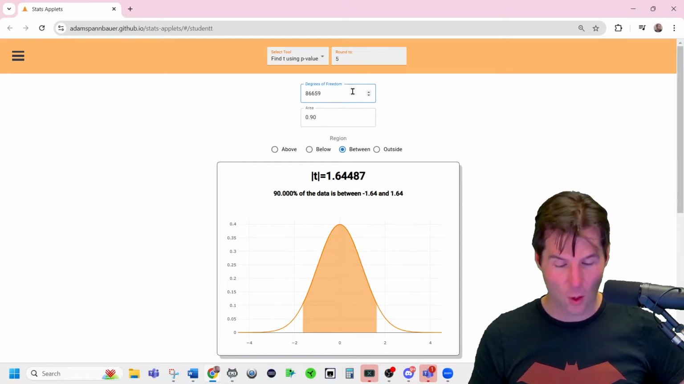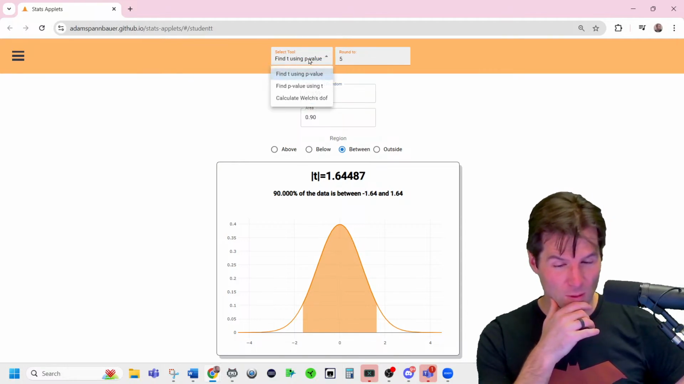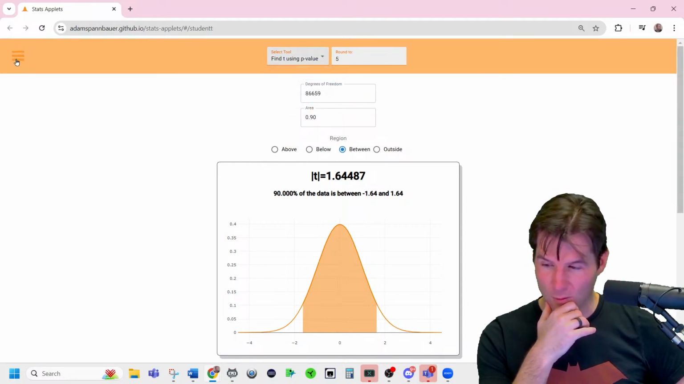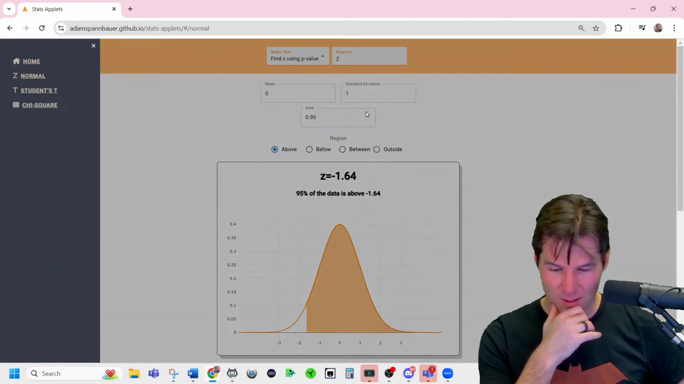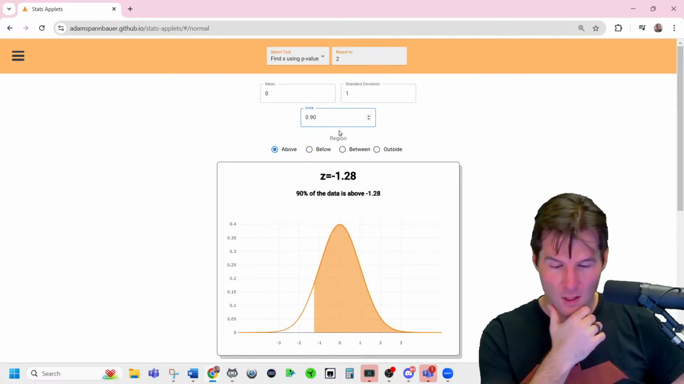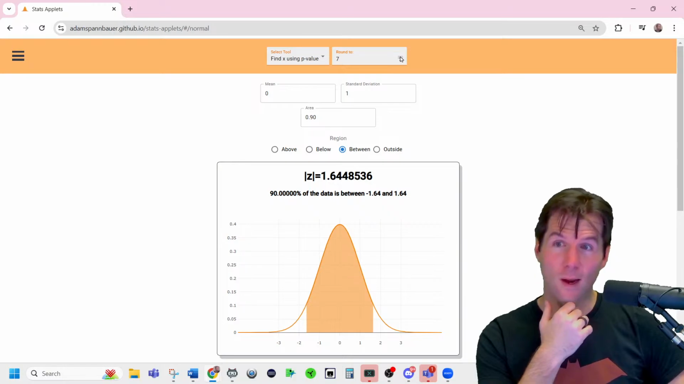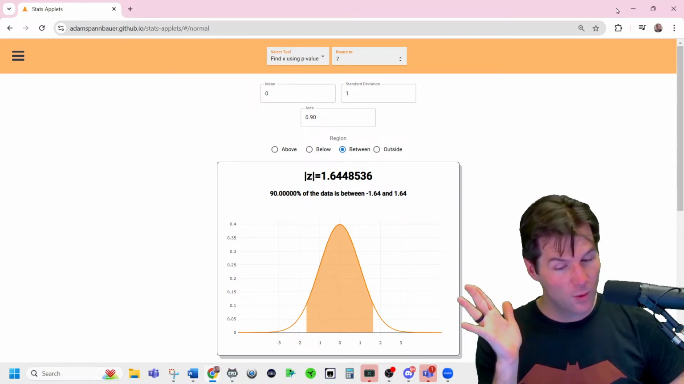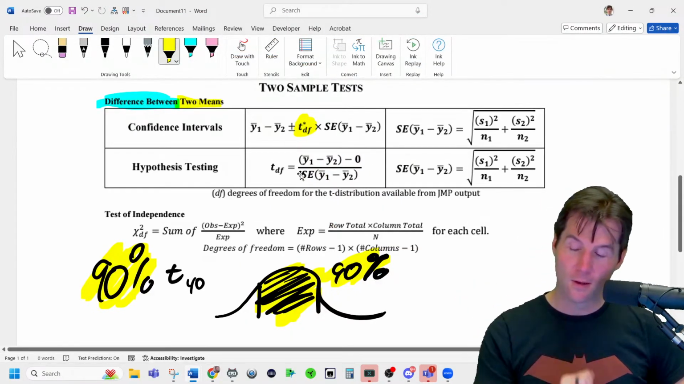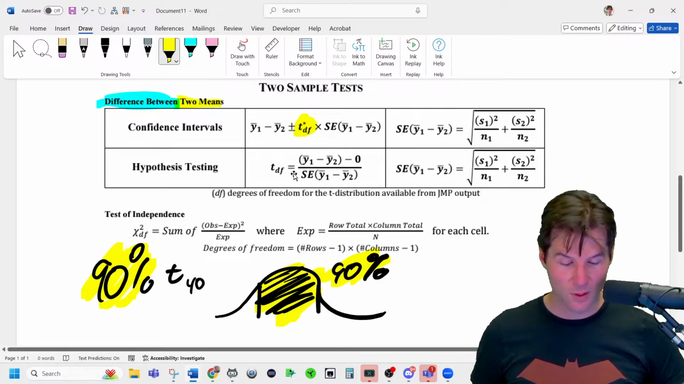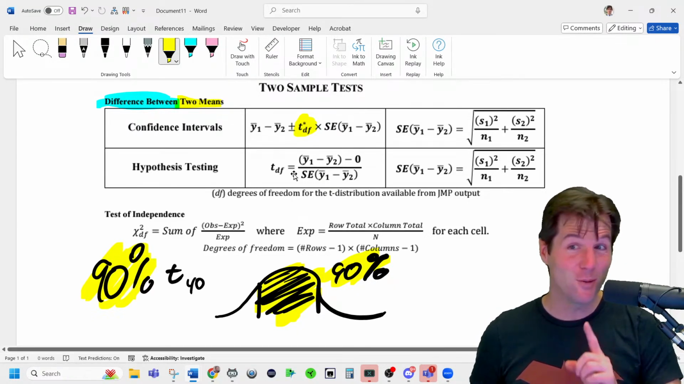I think the applet breaks. Oh, I think it broke right there. Let me go to Z, 1.6449. It's very important to me. I know these to ridiculous, insane decimals. Oh, no, it rounds. Okay, well, it's 1.6449, but then it rounds. Okay, learn something new every day. Another decimal for the 90% confidence level. Very important.